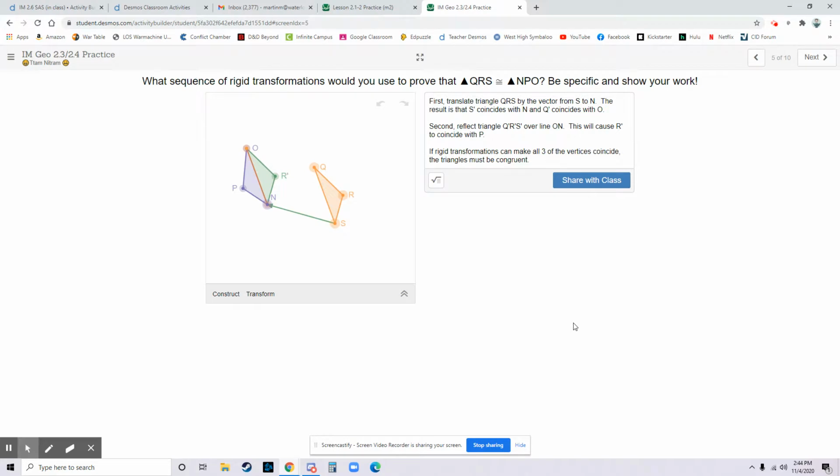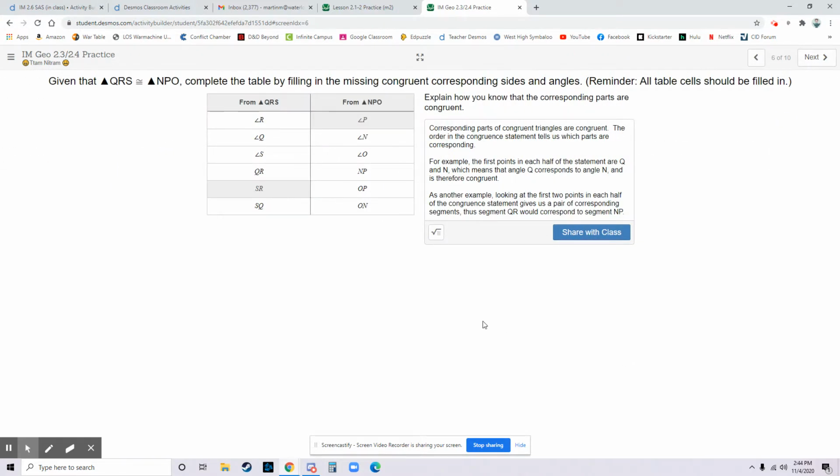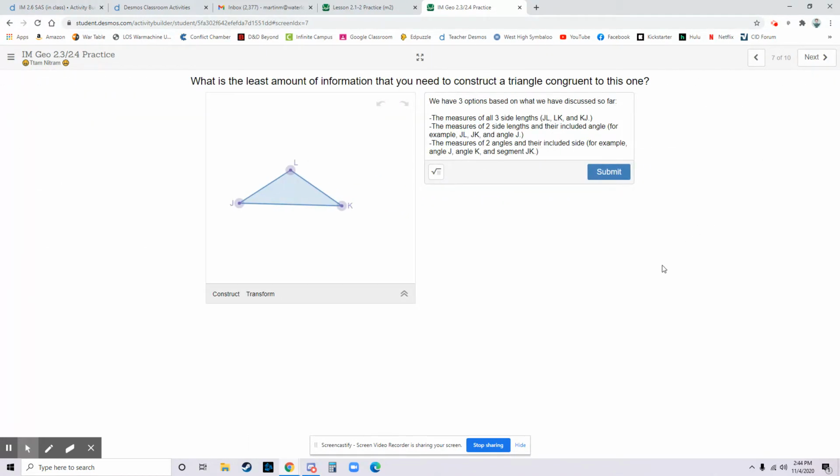On the next question, you can see what I wrote here. It is a translation to get two of the points in the right places, and then a reflection to get R prime to land onto P, which must make the triangles congruent since all three of the vertices coincide. They would be in literally the same places. Here's a table, and corresponding parts of congruent triangles are congruent. So we talked about how to do this earlier, but here's another example of it.